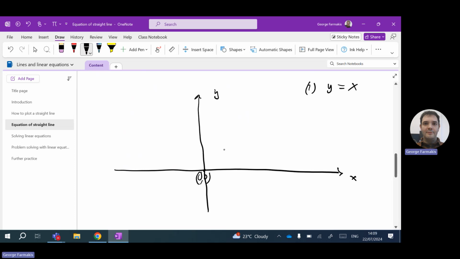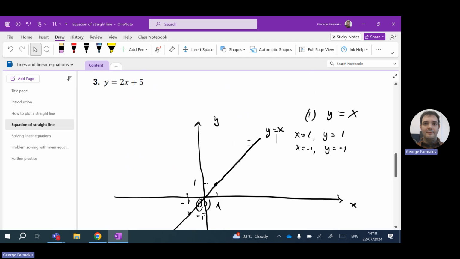Remember, if we want to plot a straight line, we just need 2 points. So if I take the point with coordinate x equal 1, then for this line, y is equal to 1. If I take x equals minus 1, then y is equal to minus 1. So 1, 1 and minus 1, minus 1. So I just need to connect these 2 points. So this is the line y equals x. It's a line that passes through the origin.